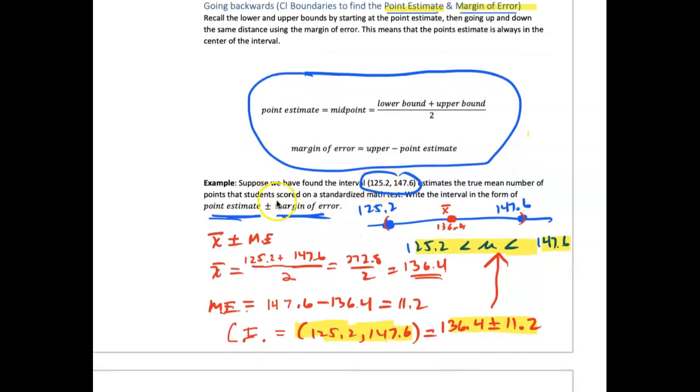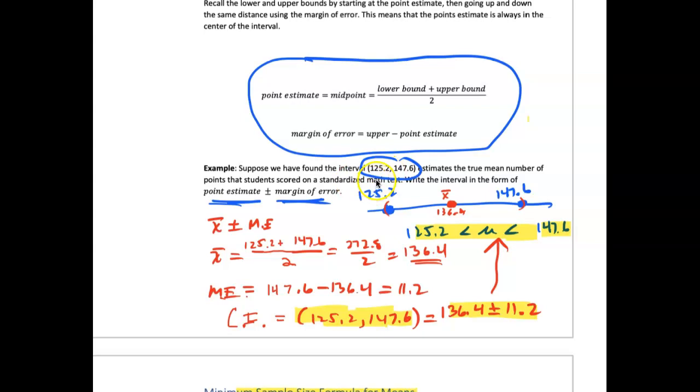And that's what this example is here. You're given a confidence interval, 125 to 147, right? That's our estimate for the true mean number of points a student scores on a math test. And so you can see a picture here. It's between 125 and 147. The point estimate will be a value right in the middle of the lower and upper bound. So you could think of that as just taking the average of the lower and upper bound. That's what that formula is. Add those two up and divide by 2.